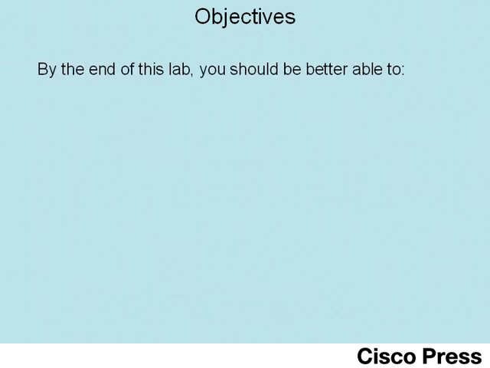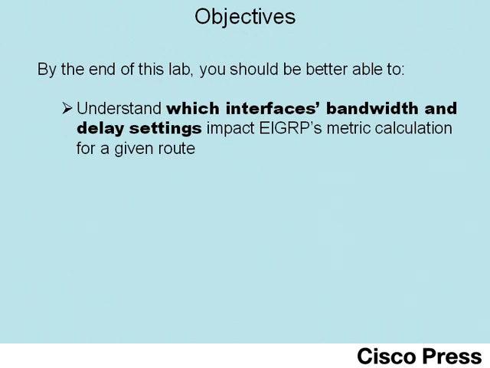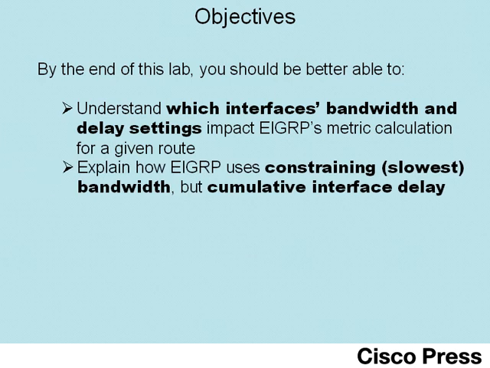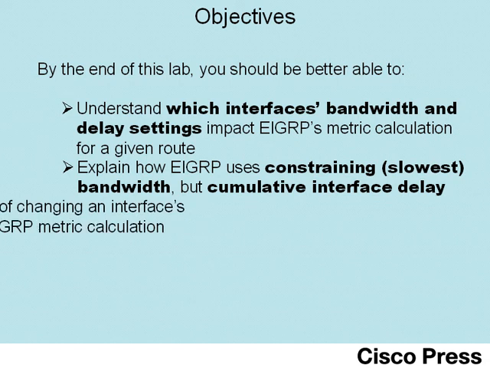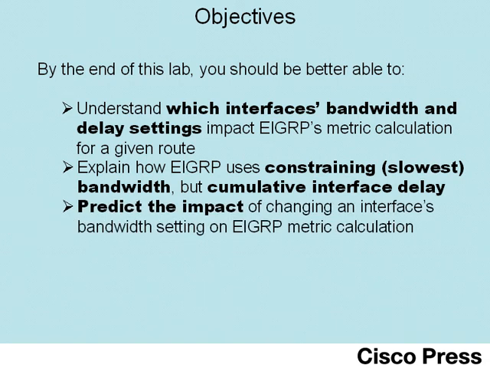This lab has three main objectives. First, this lab helps you understand which interface's bandwidth and delay settings impact EIGRP's metric calculation for a particular route. Then you'll learn how to explain how EIGRP uses the slowest or constraining bandwidth as well as the cumulative interface delay to calculate its metric. Then you'll have a good idea of how to predict the impact of both the bandwidth and delay settings on an interface and how changing those settings might impact EIGRP's choice for the best route.